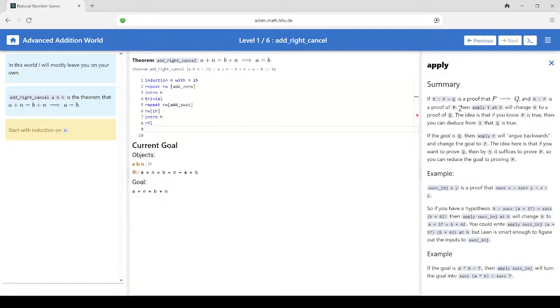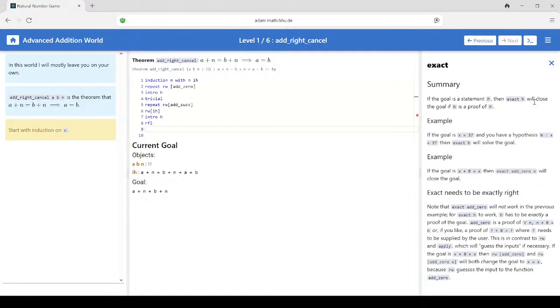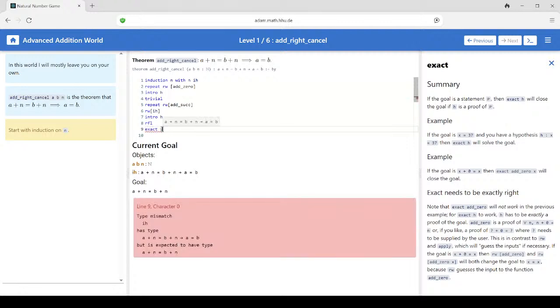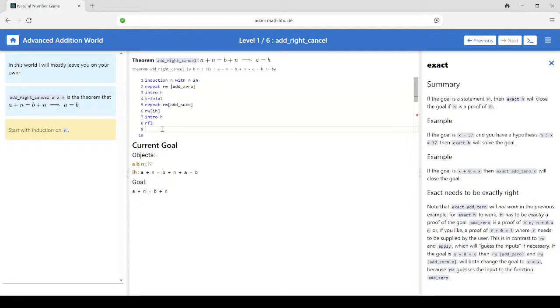What is the difference between apply and exact? If P implies Q, and P is the proof of P, then apply T at H will... No. No. And we're back into the spiral.